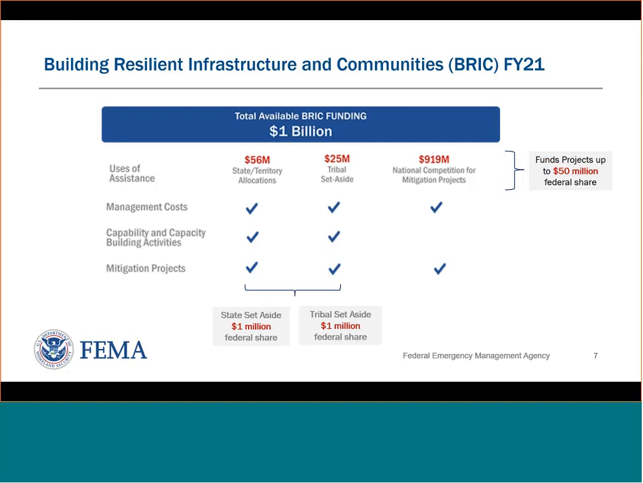BRIC's total budget for fiscal year 2021 is $1 billion. Of that, $25 million is set aside for tribal nations, and $919 million is in the national competition for mitigation projects.